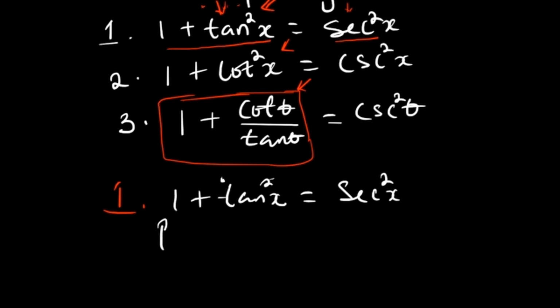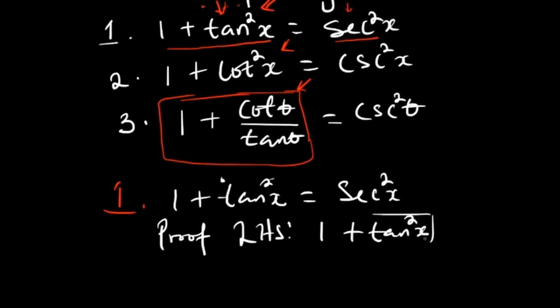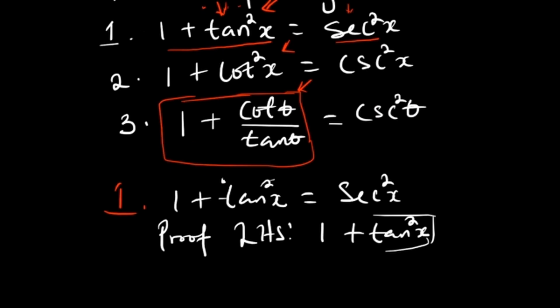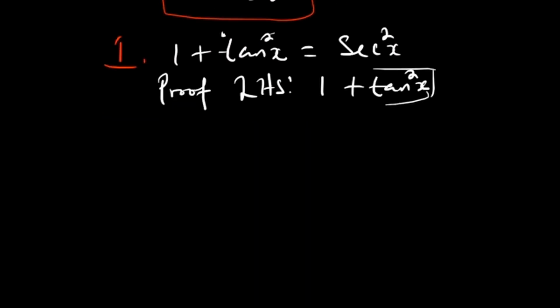So I would say proof, left hand side, to indicate I'm starting from my left hand side, and I'm going to copy everything down. I have 1 plus tan squared x. Now what do we do? Remember I told you if you have a tan, rewrite that tan into cosine and sine. Whenever we have a tan x, it's equal to sine x over cos x. So I'm going to replace the tan with sine x over cos x.